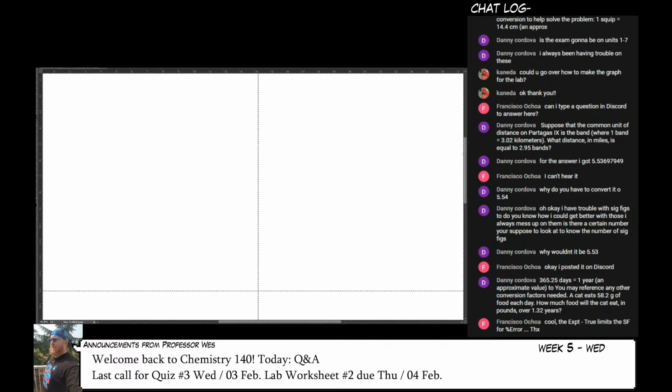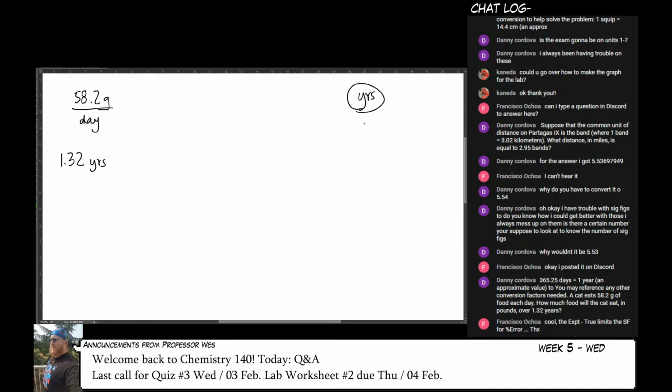How much food will the cat eat in this amount of time? So let me see here. There it is. All right, so we know how much food the cat eats each day. And I want to see how much food the cat will eat in this period of time. So I could turn some number of years into a number of days, and eventually I need to figure out how many pounds of food are going to get eaten.